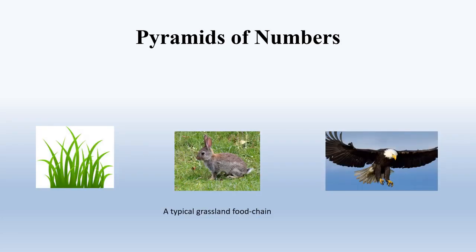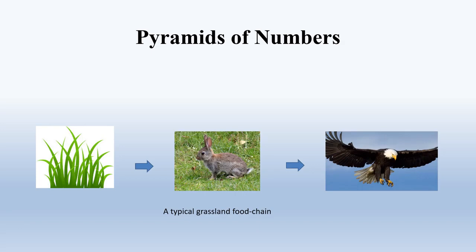The first type of our ecological pyramid is the pyramid of numbers. So, what happens in a typical grassland ecosystem is you have grass, which is eaten by, say, a rabbit, and that rabbit is being fed upon by an eagle. For this food chain to be actually feasible, there has to be a lot of grass and there has to be enough amounts of, say, rabbits to feed on the grass and also a few eagles that could feed on the rabbit.